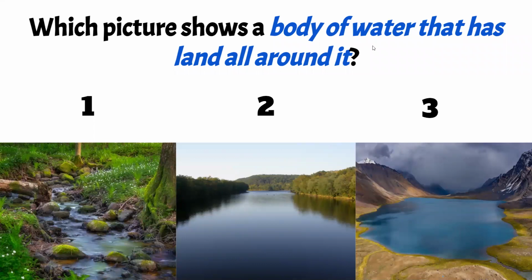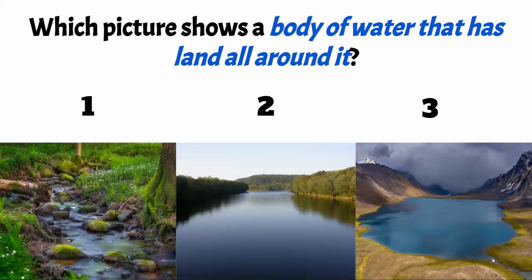Now, the last question, which picture shows a body of water that has land all around it? Okay, look here, we have a stream, okay? A stream is a small body of water that has flowing water. So when we have flowing water, it won't be a closed area. It won't have land all around it. So this is a stream. Does a stream have land all around it? No, it doesn't. Okay, what about a river? Does it have land all around it? No, because it has flowing water. And if the body of water has flowing water, it won't have land all around it.